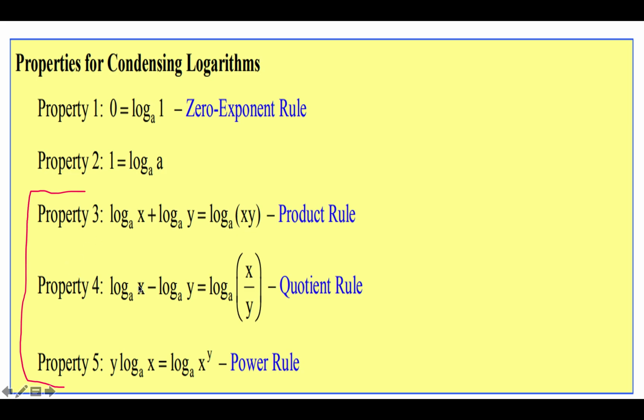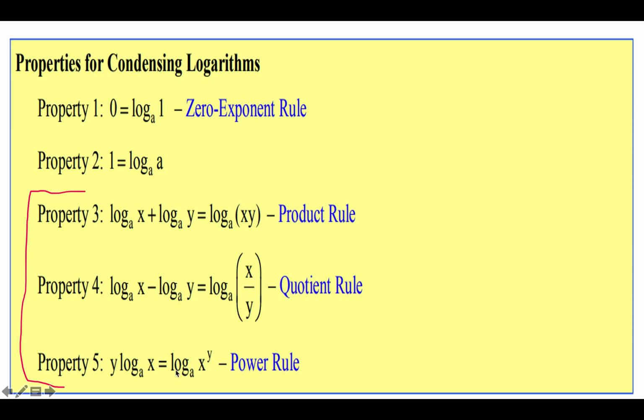How about for property 4? That's our quotient rule. If you see something like log base a of x minus log base a of y, we want to simplify that. We want to make it into a single log. We only want to see log written once. Well, we have a subtraction sign here. So the subtraction means what? Division. So our simplified version of this would be log base a of x over y.